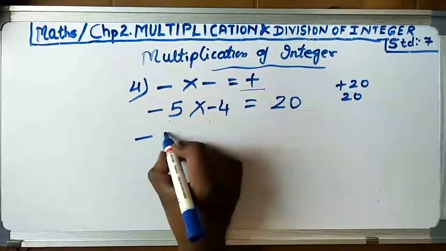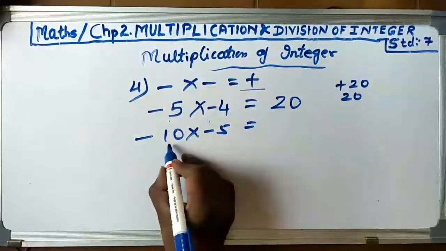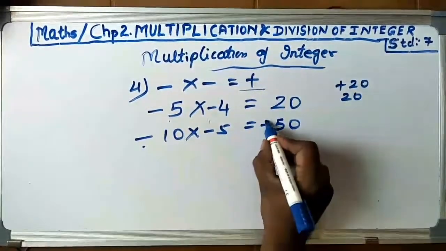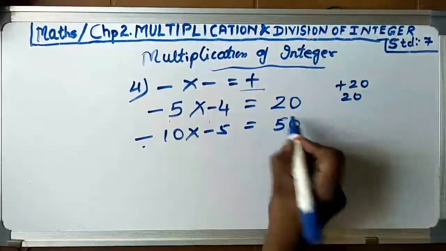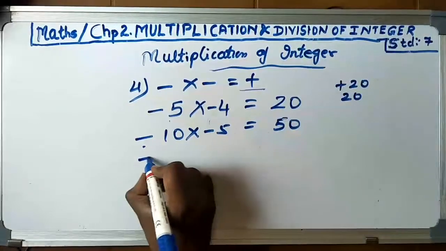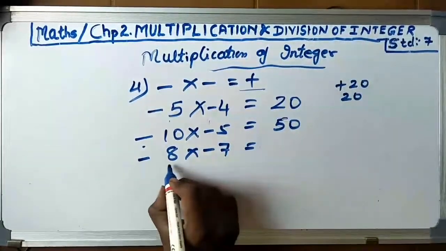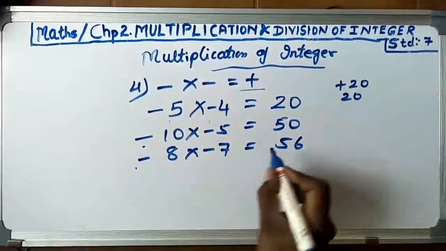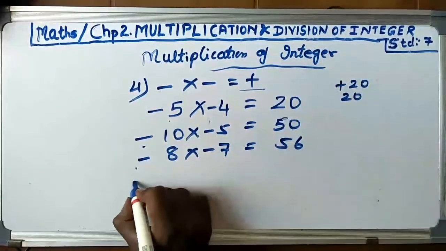Let's take one more example. Minus 10 into minus 5. That is equal to 10 into 5, 50. Minus into minus, plus. So no need of writing the plus sign, just write 50. Minus 8 into minus 7. Multiply 8 into 7, 56. Minus into minus, plus. So no need of writing the plus sign.